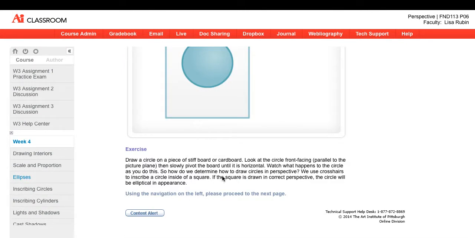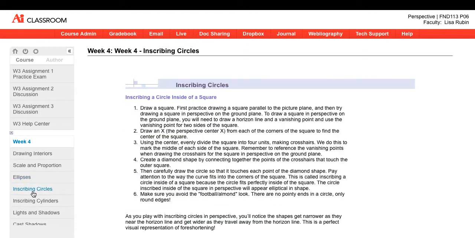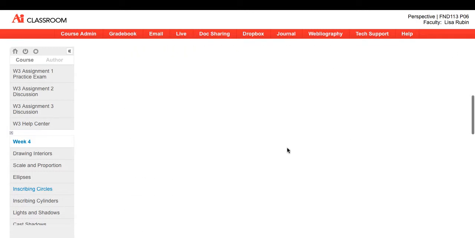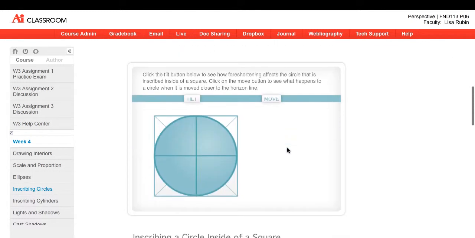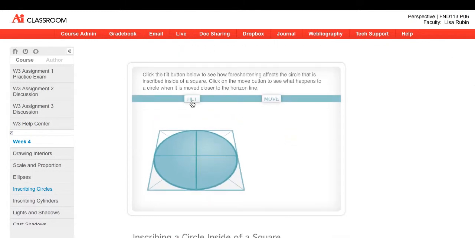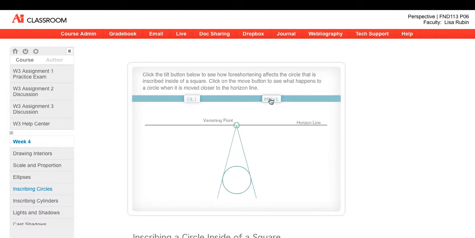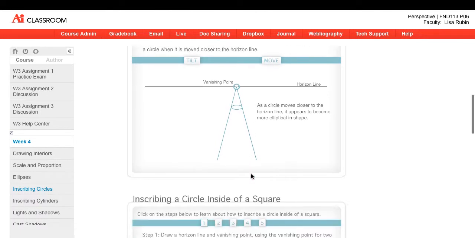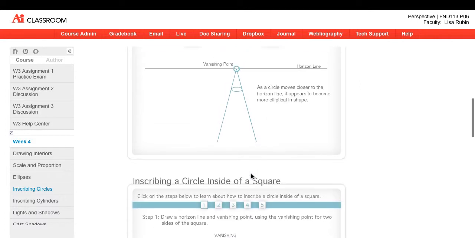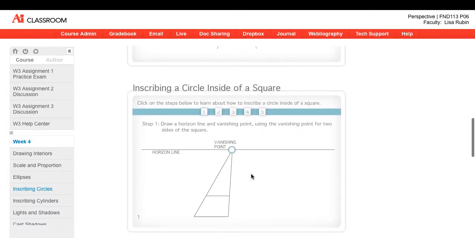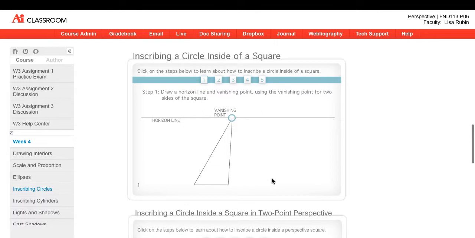Okay, here's an exercise. Please take your time to do that. This will show you how to inscribe circles, which is what helps you to get the ellipse correct. All right. See how it changes, and in reference and how those guidelines once again help you determine the width. All right.